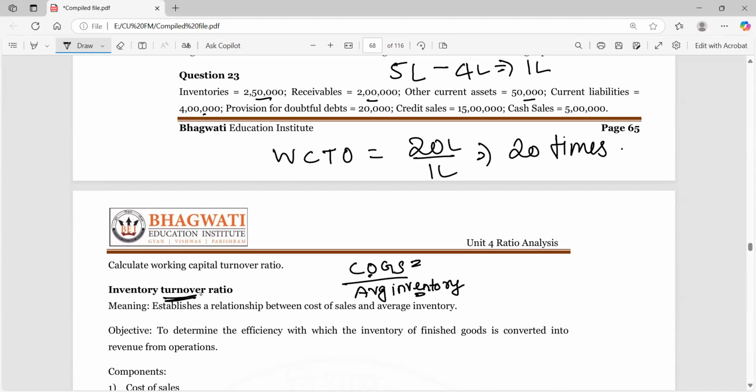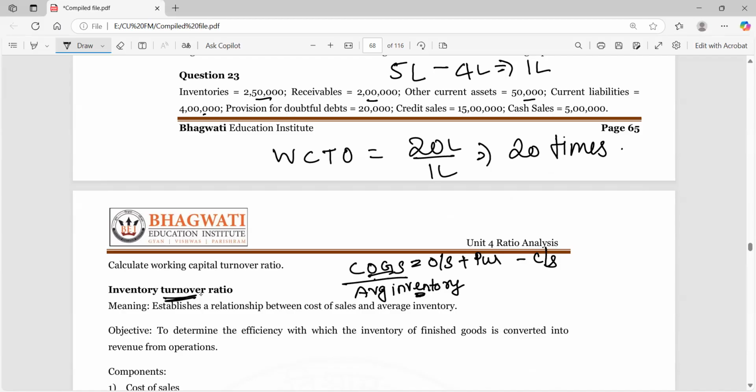What is that? Cost of goods sold is nothing but opening stock plus purchases of inventory minus closing stock of inventory, right? So the relevant figure for inventory in the P&L account is COGS. So we are taking cost of goods sold while calculating inventory turnover ratio.